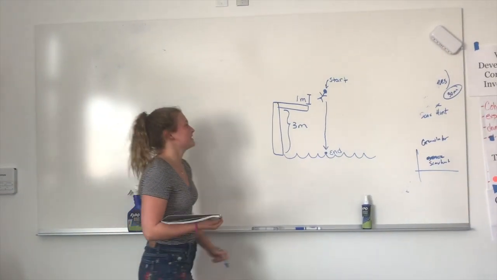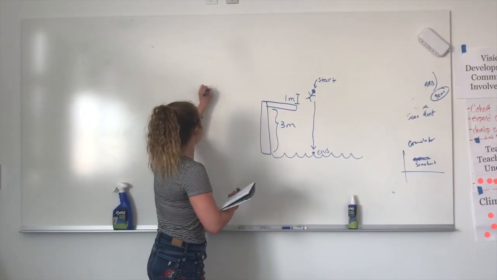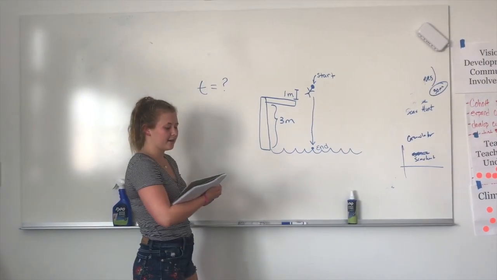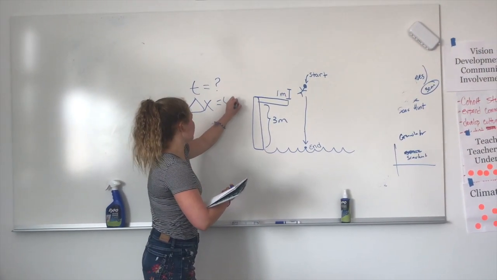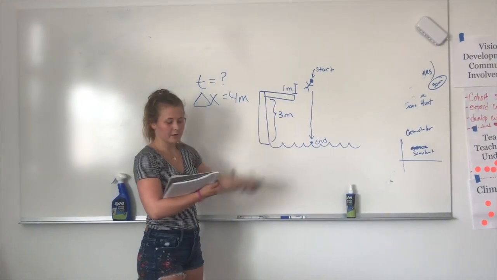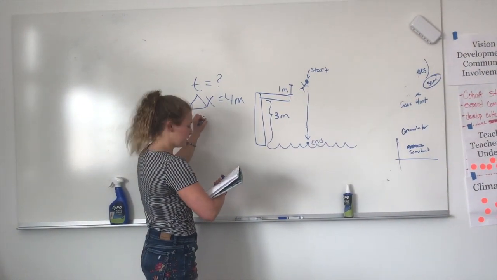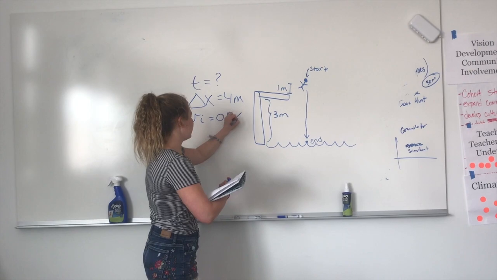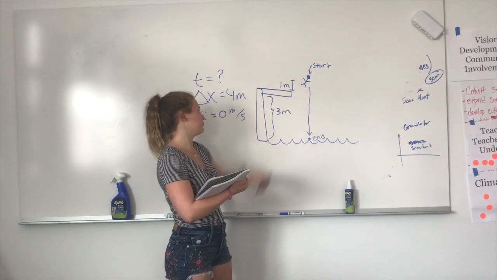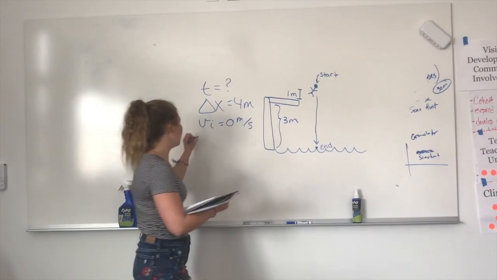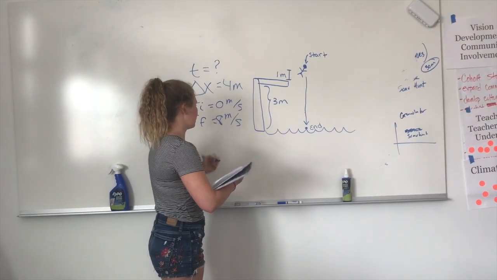So we're trying to find the time it takes me from the start of my dive until I hit the water. So t equals question mark, we're trying to find that. And then the change in position equals 4 meters, which we got from adding the 1 meter to the 3 meter, the 1 meter that I jumped off the board. And then velocity initial equals 0 meters per second, because I'd already jumped off, come to a stop, and now I'm starting to go down, so in the middle it's 0 meters per second. And then the final velocity equals 8 meters per second.